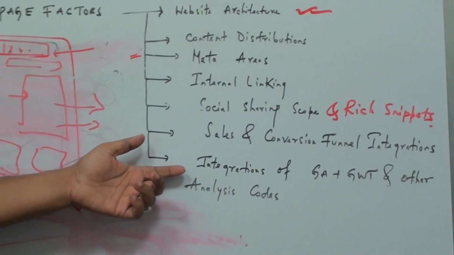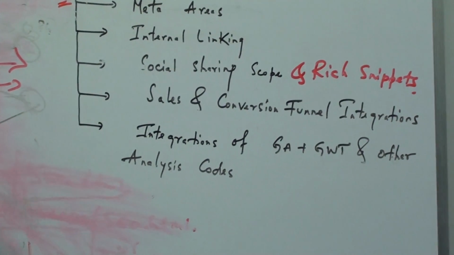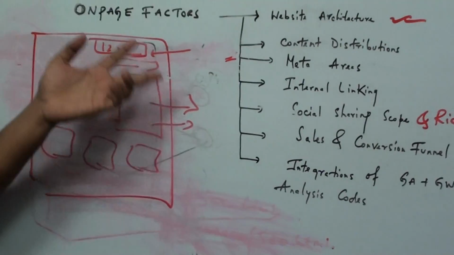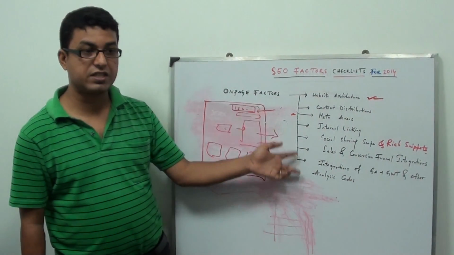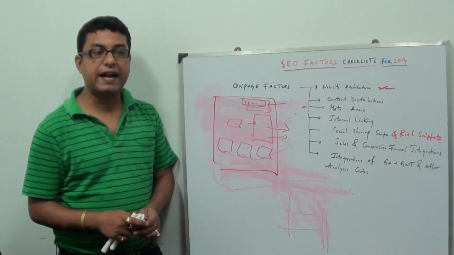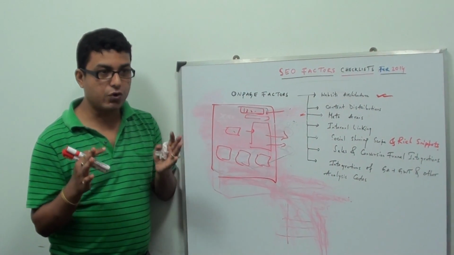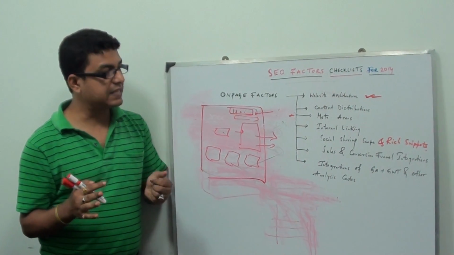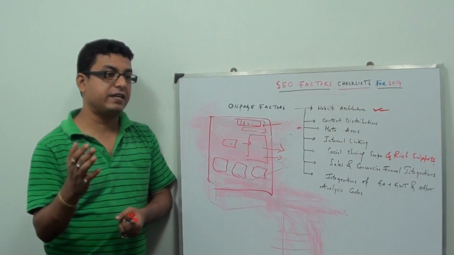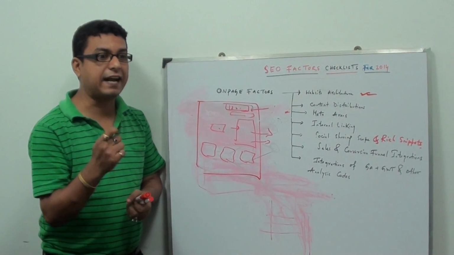The next point I want to share is the integration of GA, meaning Google Analytics, and Google Webmaster Tools and other analytics tools. This is also a factor you should concentrate on for your website. Why is it important? Google Analytics has huge potential to analyze what's going on with your website, how your website is performing, and if traffic is coming, what exactly they are doing.